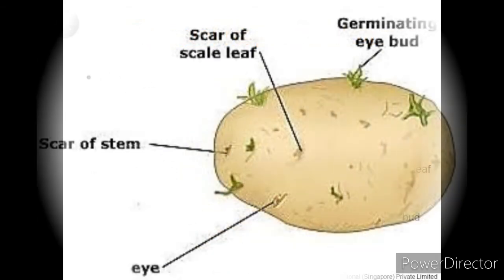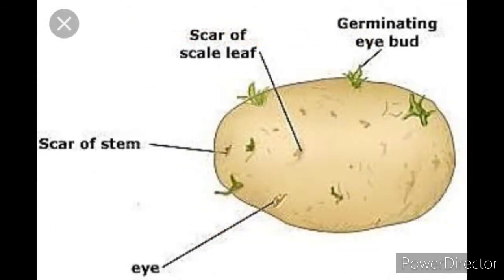Similarly, potato is another example of a modified stem. Potato bears a vegetative bud called the eye. Cut a piece of potato with the eye, put it in moist soil, and new plants grow from these buds within a few days.